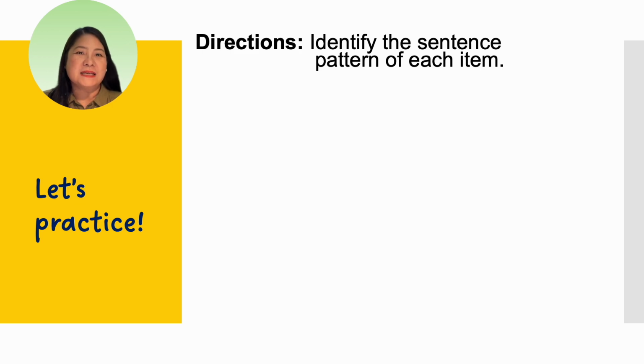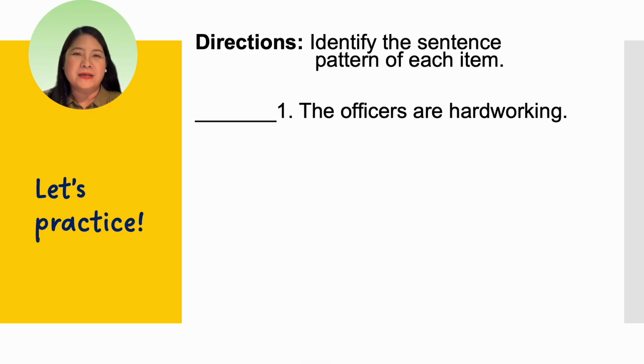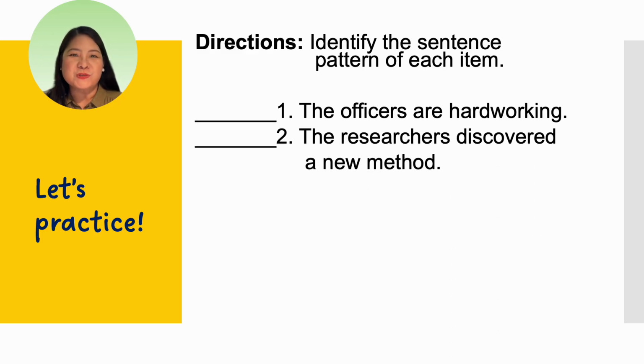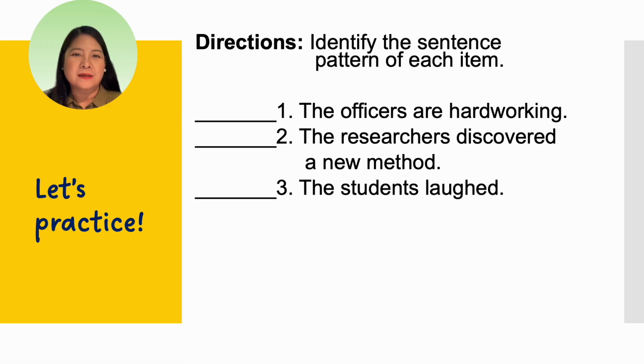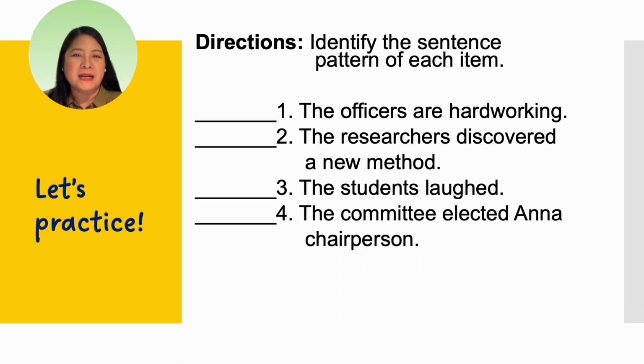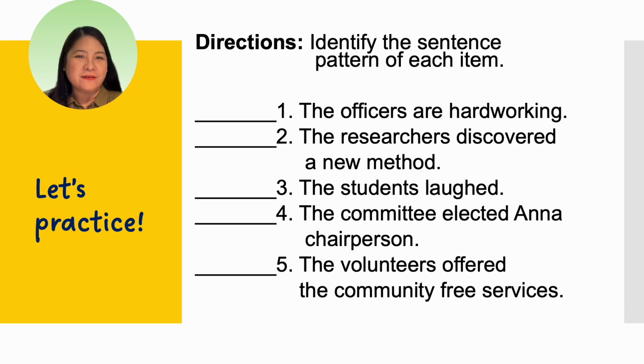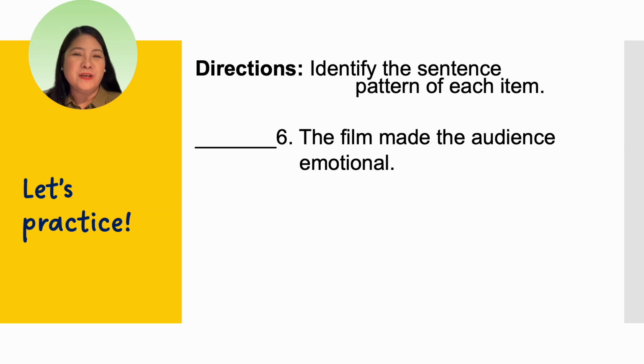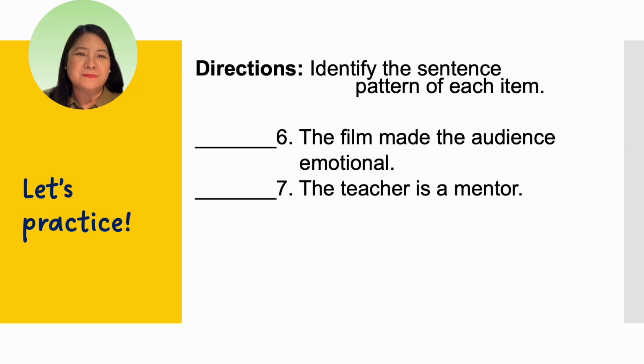Directions: identify the sentence pattern of each item. But before doing that, you have to read carefully and analyze each given. Number 1, the officers are hardworking. 2, the researchers discovered a new method. 3, the students laughed. 4, the committee elected Anna chairperson. 5, the volunteers offered the community free services. 6, the film made the audience emotional. 7, the teacher is a mentor.